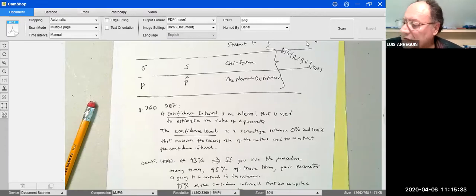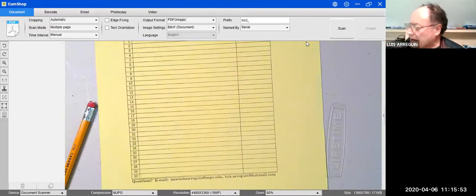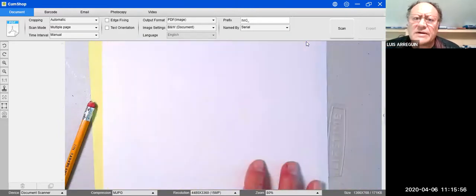So if you want more confidence, you need to increase the confidence level. So that is going to be impacting the size of the margin of error. So now let's talk about the computations, about the procedure. Let's talk about that. I'm going to scan the notes later for you to have them.